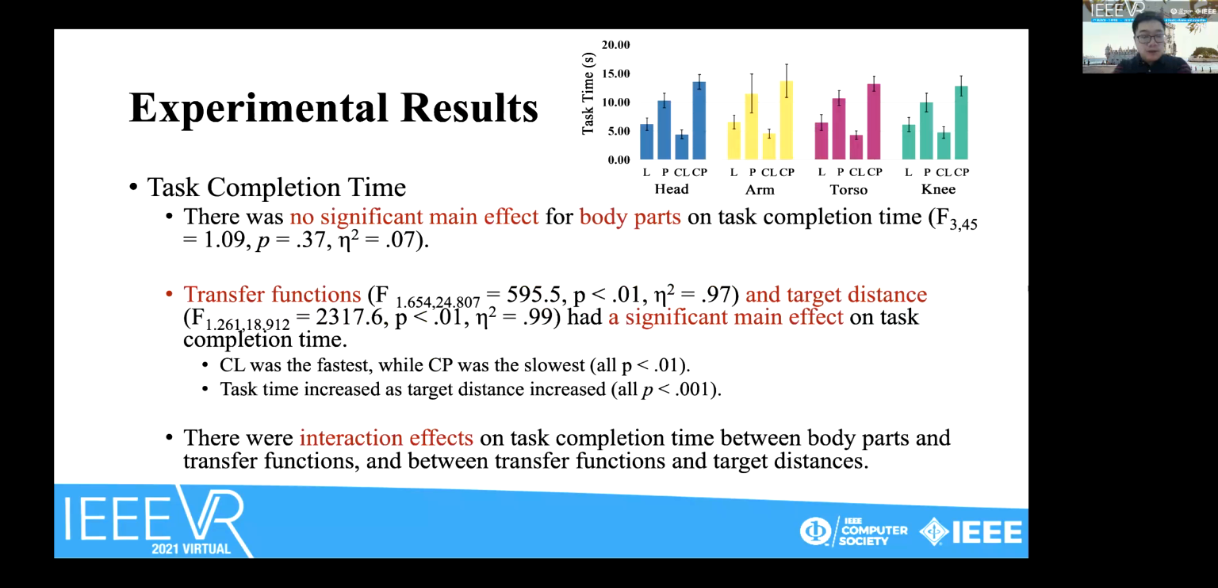For the experiment results, there was no significant main effect for body parts on task completion time, while transfer functions and the target distance had a significant main effect. CL was fast, while CP was the slowest. Task time increased as the target distance increased. Also, an interaction effect was found.